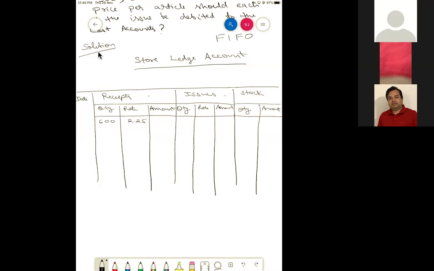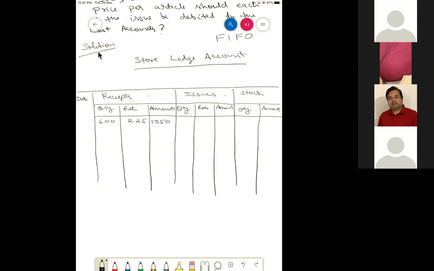Yes, Pratyush, are you there? Yes, sir. So what would be the amount? 600 into 2.25. If you have got a calculator, you can calculate, else you can manually calculate also. It's 1350. Yes, very good. 1350.